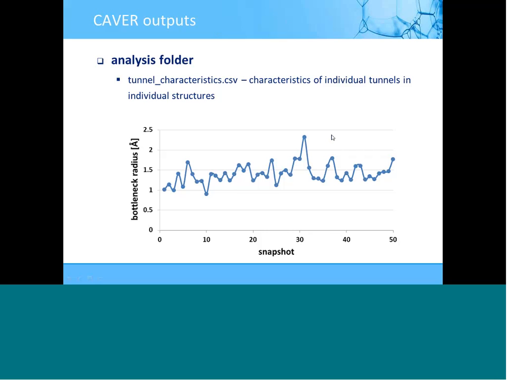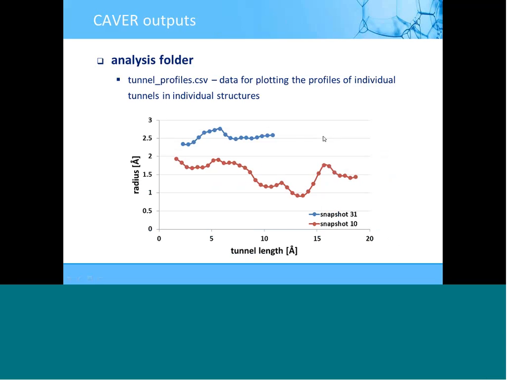Then there is data to analyze overall tunnel geometry, so-called profiles. It's basically the tunnel radius plotted along the tunnel length, and here we can see the profile of the same tunnel in 2 different structures. The blue one is short and quite wide, and the red one is obviously longer, more structured, and in most cases it's narrower, or in all cases it's narrower.